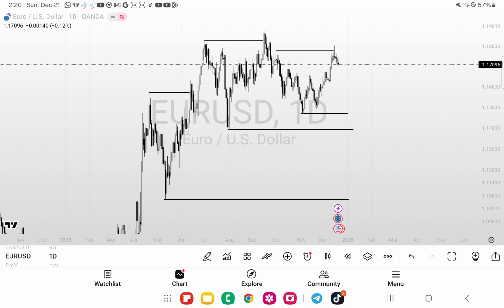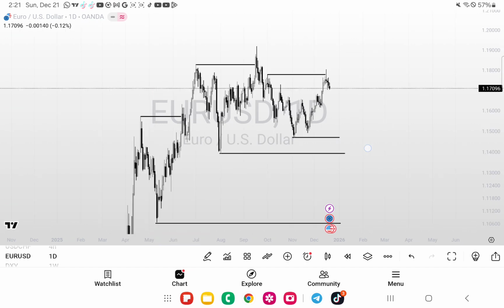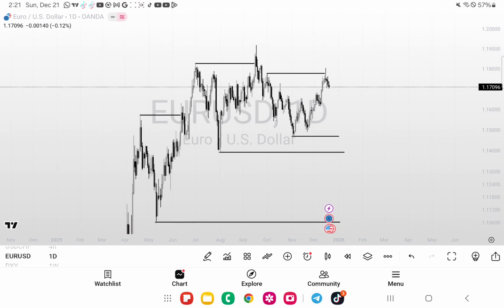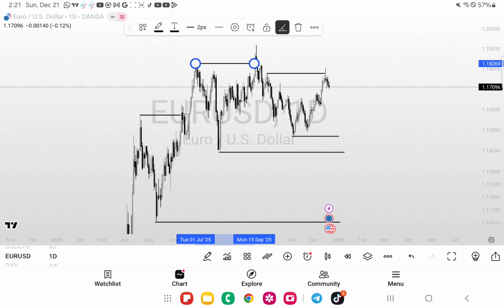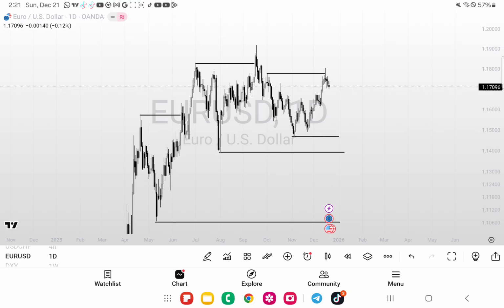On the daily time frame, you can all see that the structure is bullish, because we have this break of structure and we also have this break of structure. And what is the origin that caused this break of structure? This is the origin, and price is currently playing within this zone.